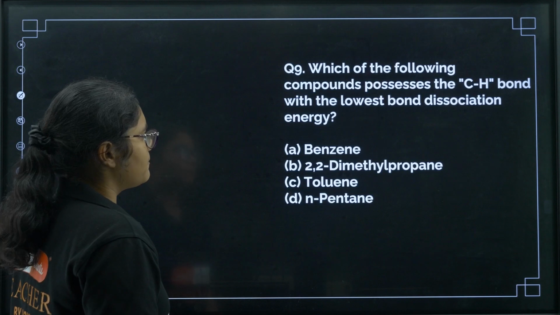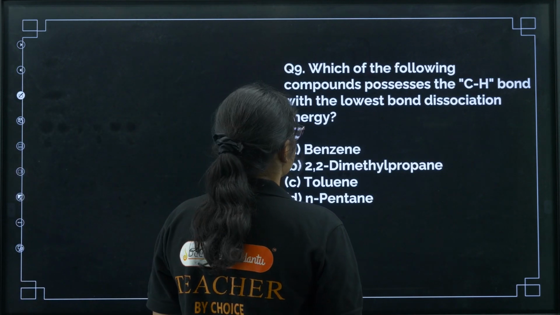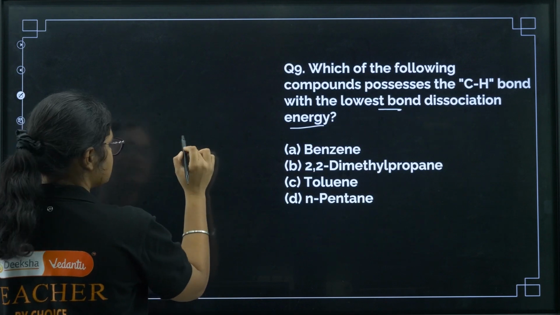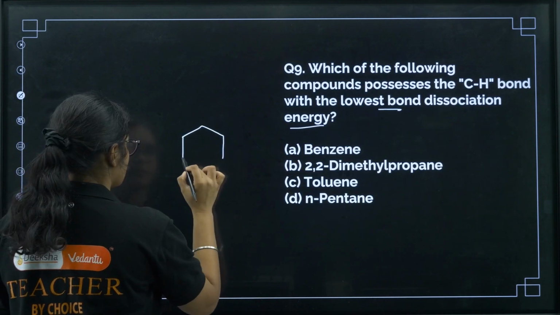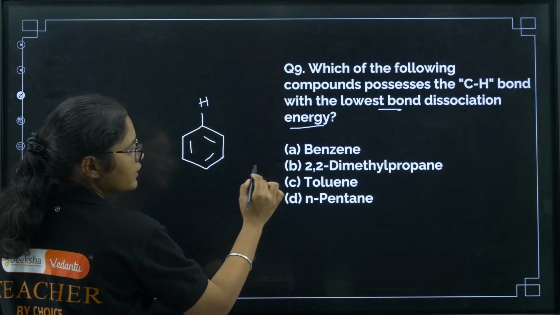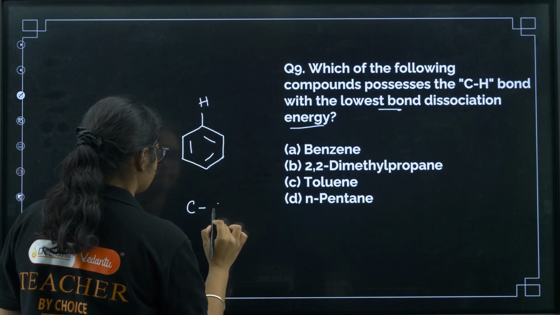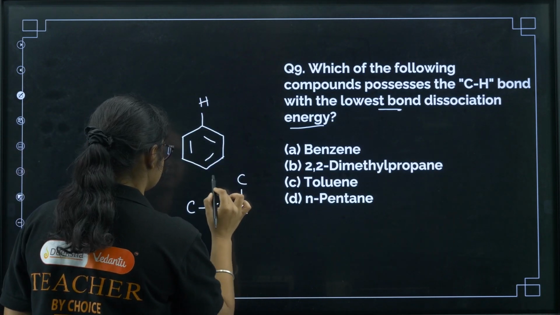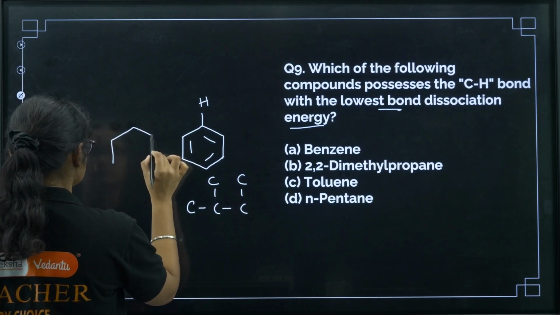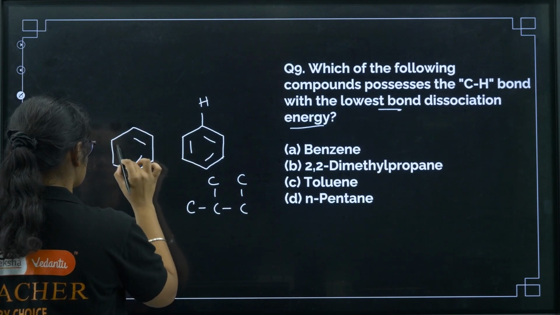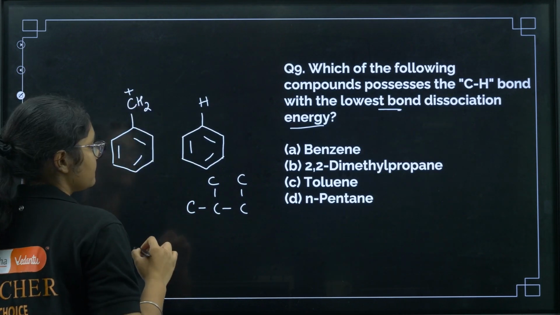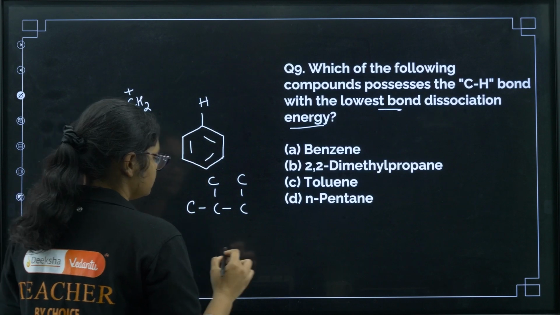Next, which of the following compounds possesses the C-H bond with the lowest bond dissociation energy? Okay, so now let us see the structures. So this is benzene, 2,2-dimethyl propane, so you have it like this. Okay, next we have toluene, okay, next we have n-pentane.